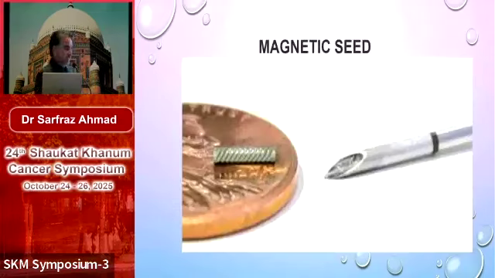So next is magnetic seed. Magnetic seed is one of the most widely used localizing devices at the moment in the UK. This is how it looks. It's quite a small seed. It's about 5 millimeters in length, and it's like the size of a grain of rice.